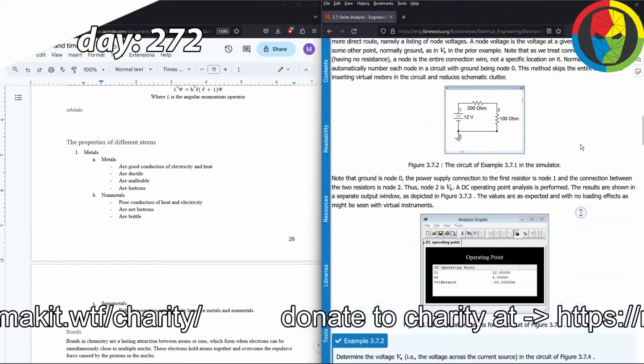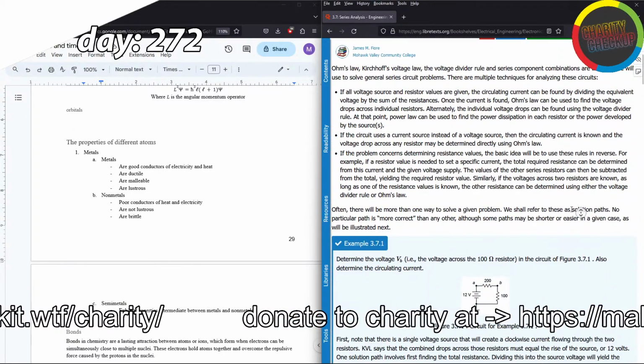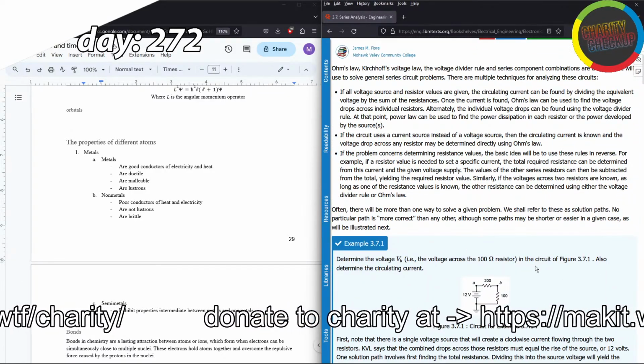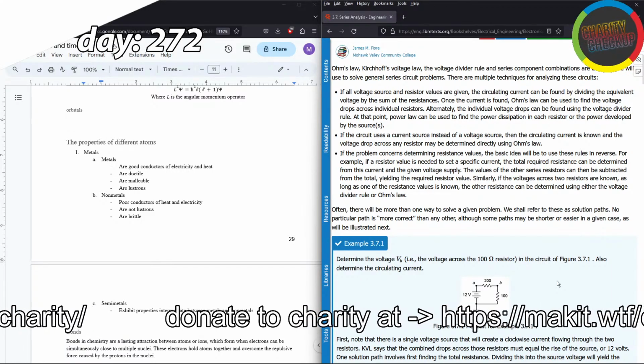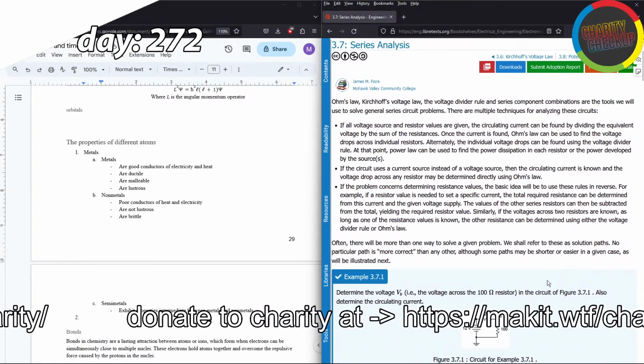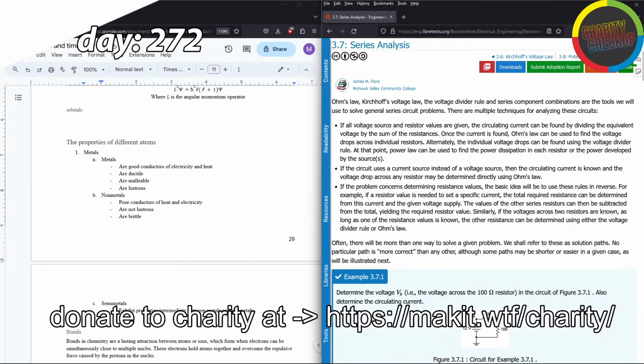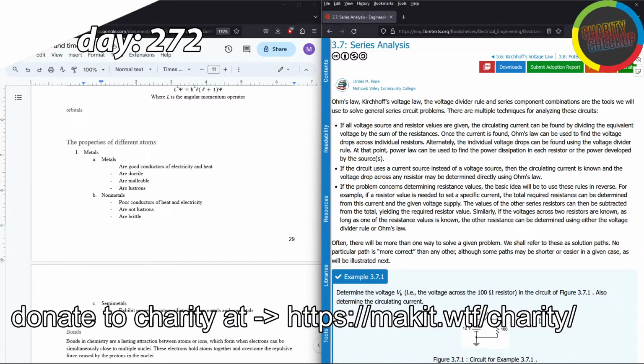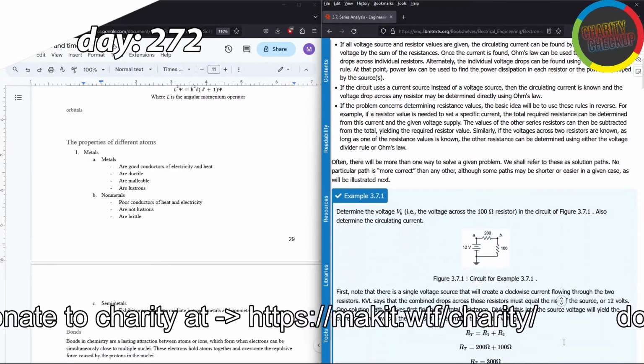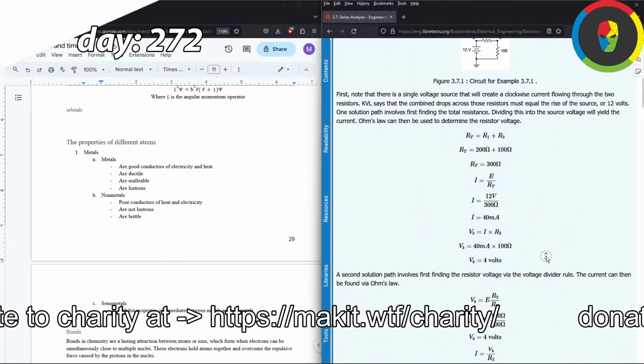There's an example, an exercise. Determine the voltage across the 100 resistor. Okay, that's easy. The net is the 12, right? The total is 300, but it's 100, so it's 1/3. So it's 12 times 1/3, so it would be 4 volts. Easy.